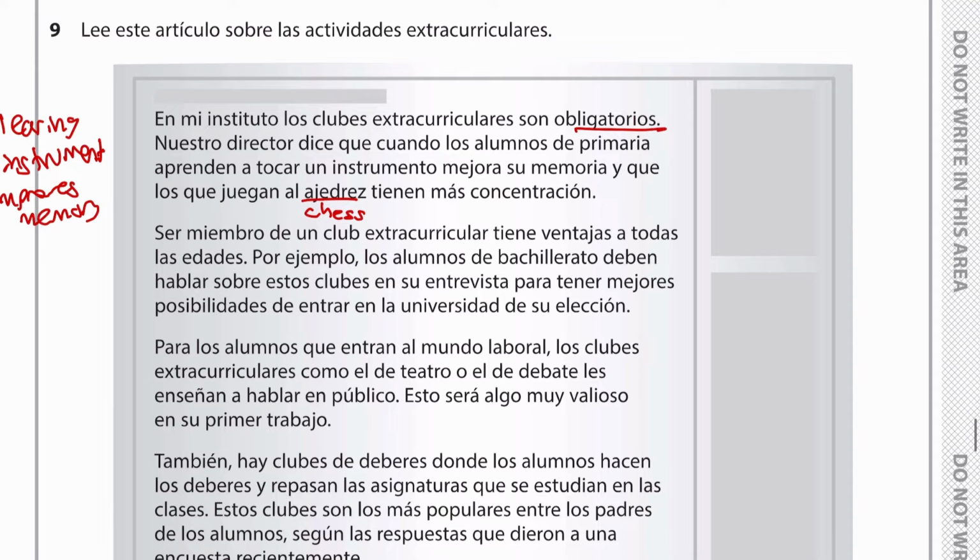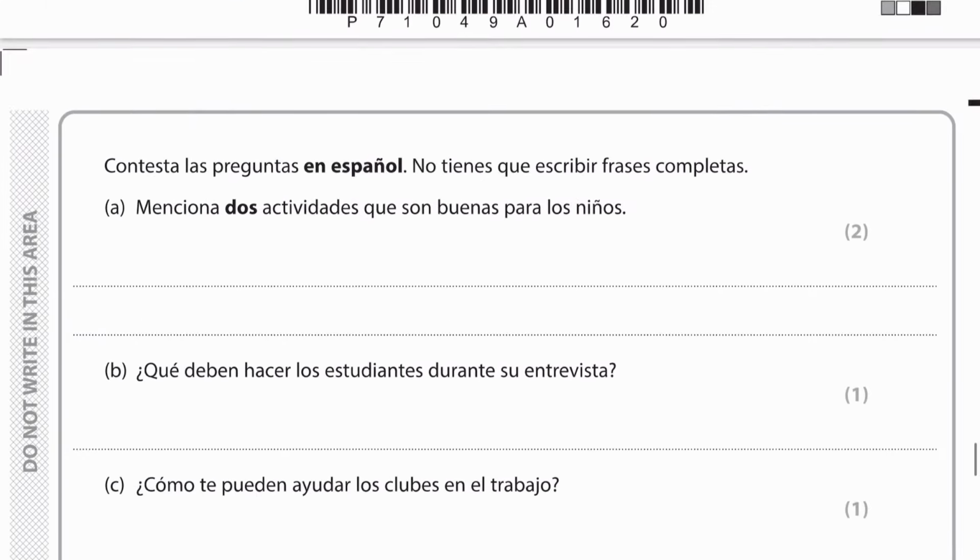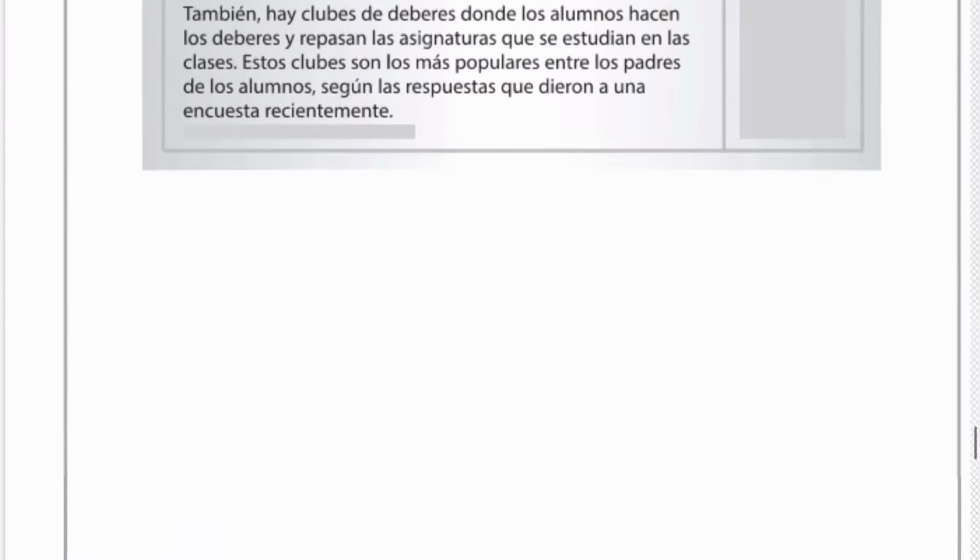So in school, clubs are good. They help with memory and concentration. So contesta en español. So again, in español, did I do the previous ones in español?